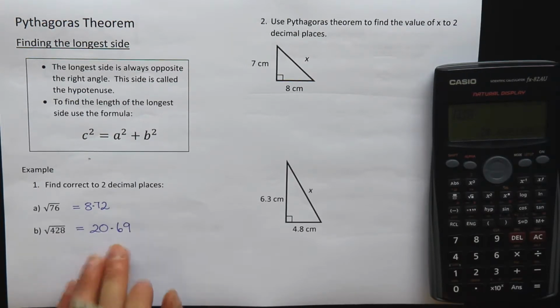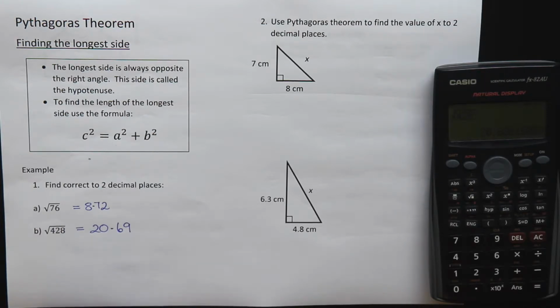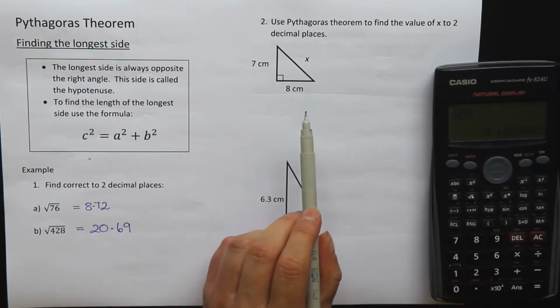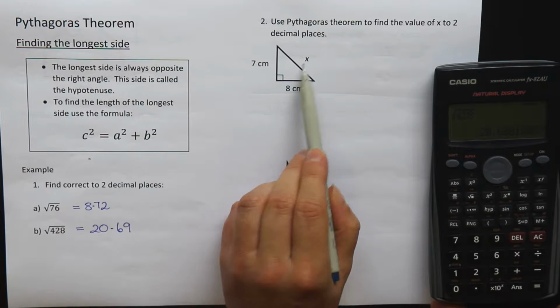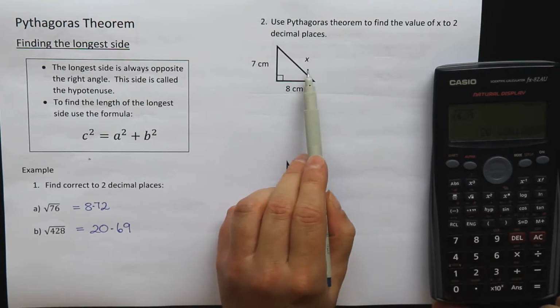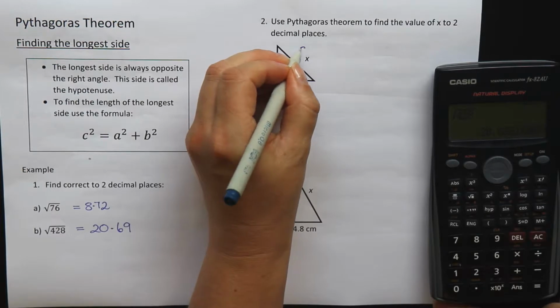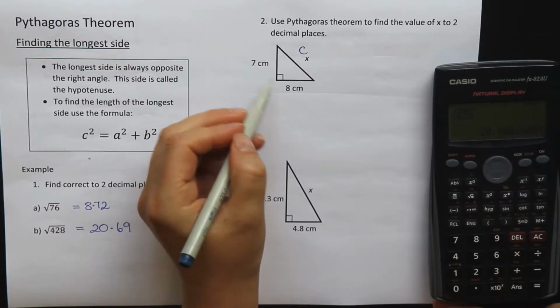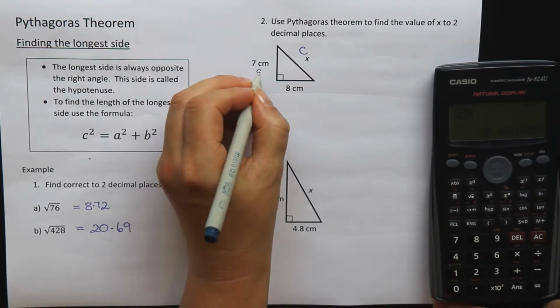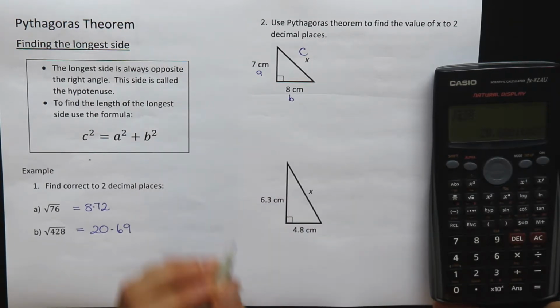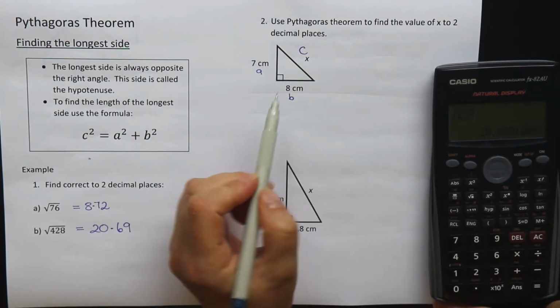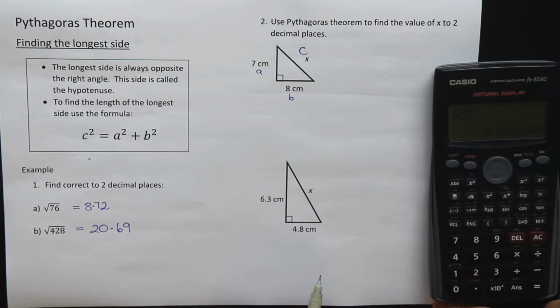Alright, so now that you know how to do some square roots of numbers, let's look at how to use the Pythagoras' theorem. All the questions today, we're going to be finding the longest side, the one straight across from the right angle. So this is the C in the formula, and these numbers here are the A and the B. It doesn't matter which one is which, as long as the C is the hypotenuse, you can have those either way that you want.